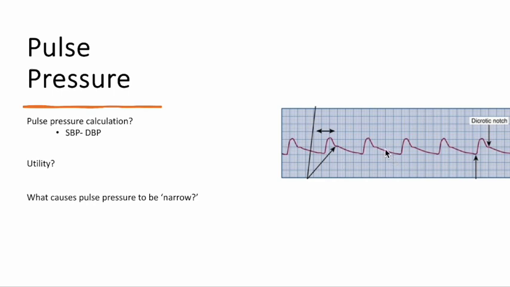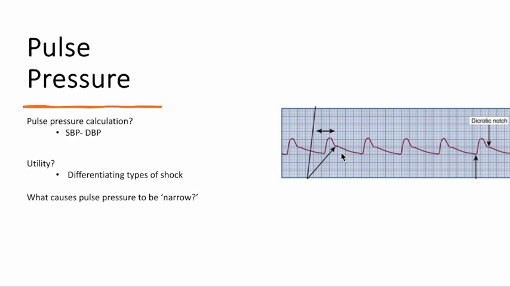So what is the utility of pulse pressure? Well, pulse pressure can be helpful in differentiating types of shock. Again, the systolic pressure is really determined by cardiac output, how well the heart can squeeze, and the diastolic pressure is determined largely by vascular tone, or how well the blood vessels are able to constrict. So if there's an issue with cardiac output, then the systolic pressure will be low, and the diastolic pressure will be higher to maintain mean arterial pressure.